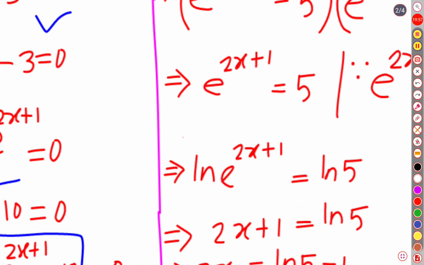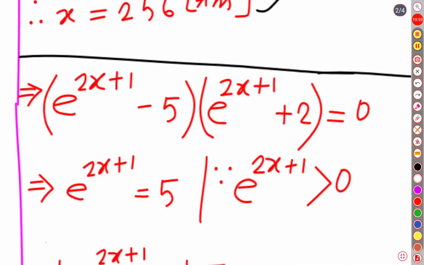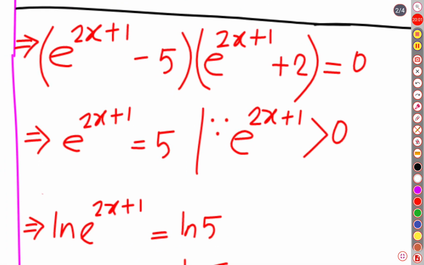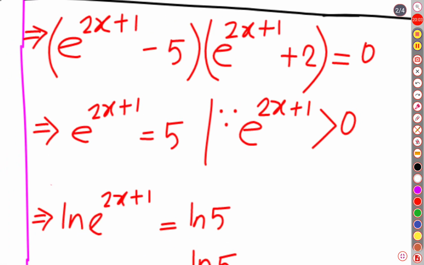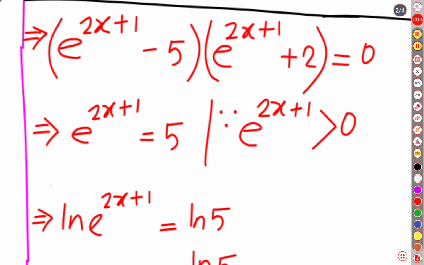Simply, our a is what? A is this one, okay? This one you may remember that it was what? It was our a. So a minus 5 and a plus 2. Just like the explanation, we have got two factors. One is e raised to 2x plus 1 minus 5. Another one is e raised to 2x plus 1 plus 2.